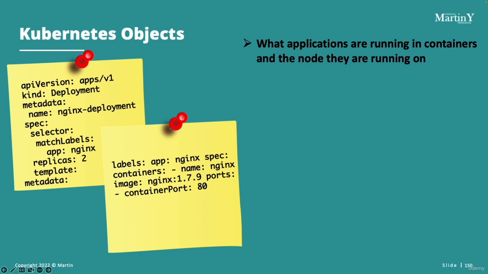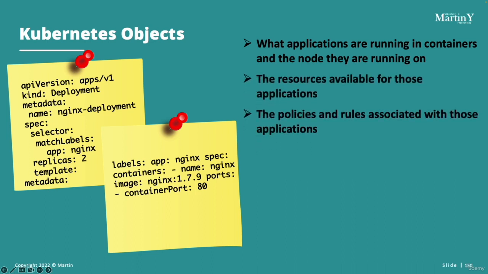So here are the key points for running the YAML file, which are the specifications for the applications that are running in the container and the nodes they run on, the resources available for the application, and the policies and the rules, as we mentioned.